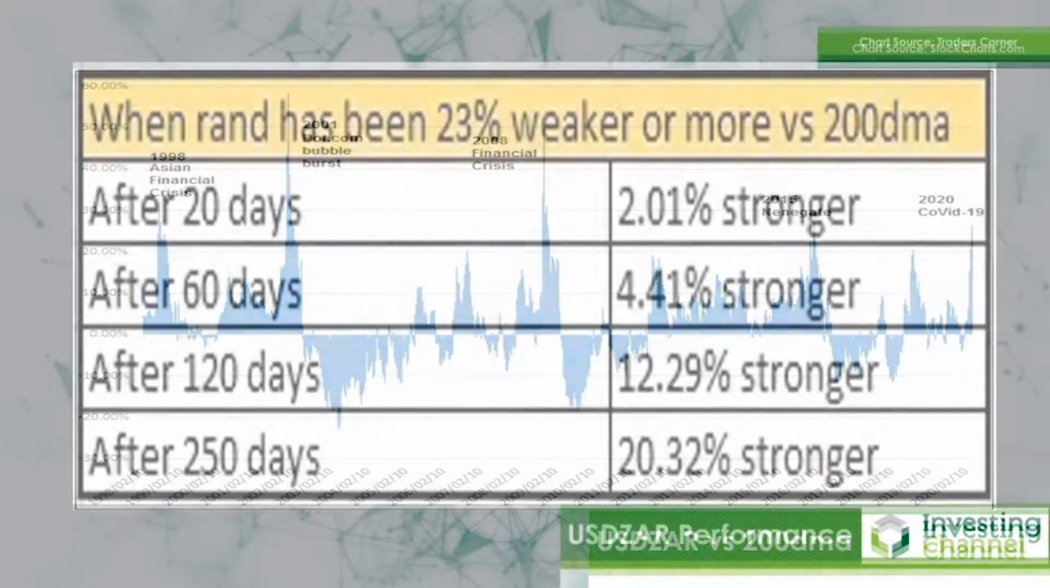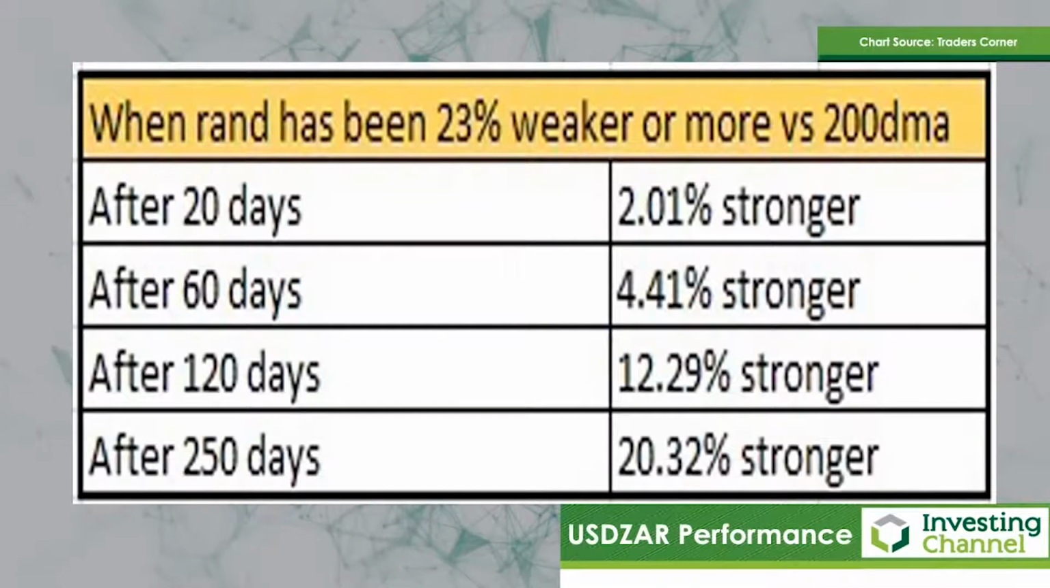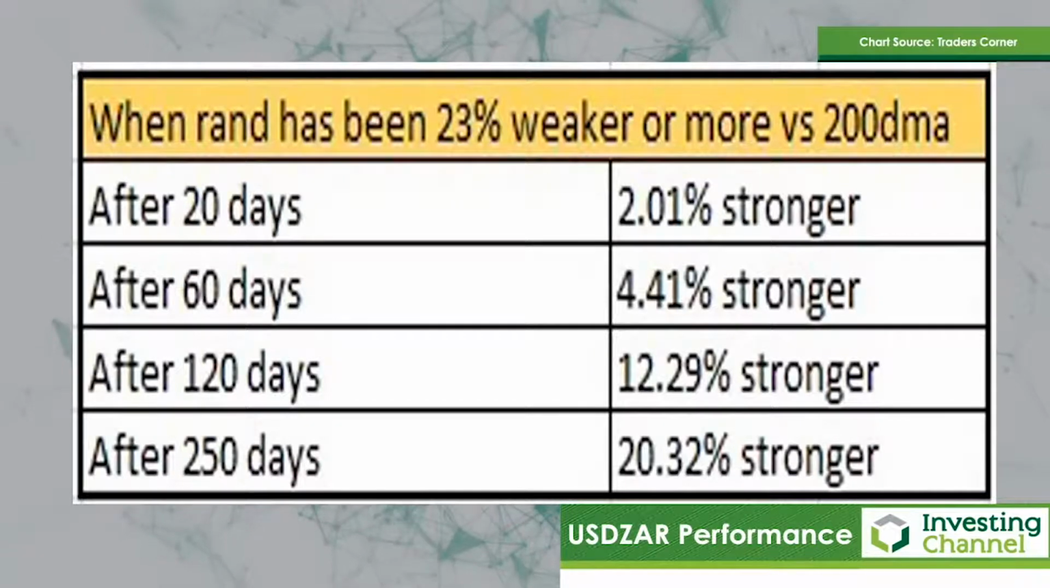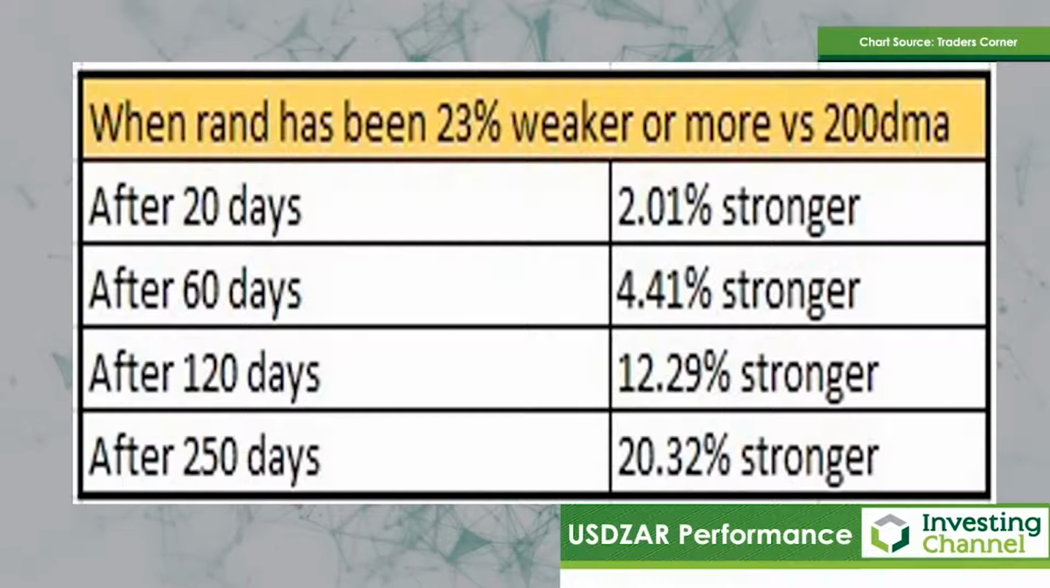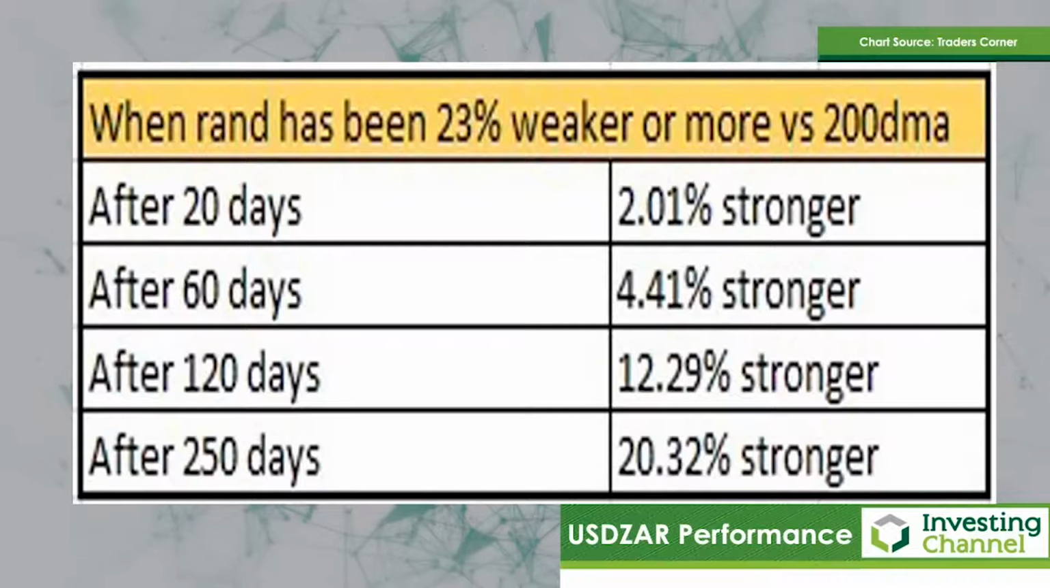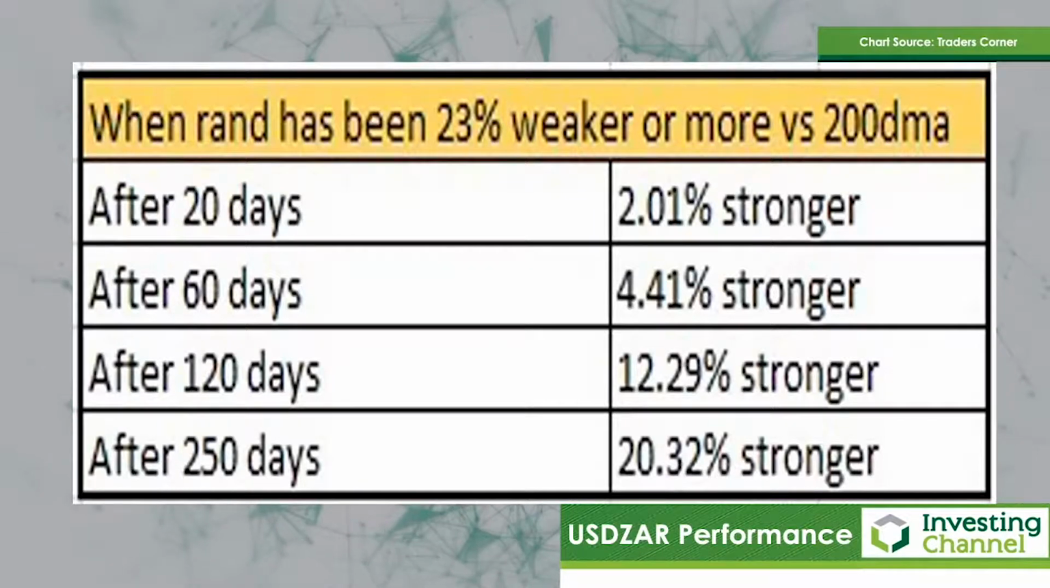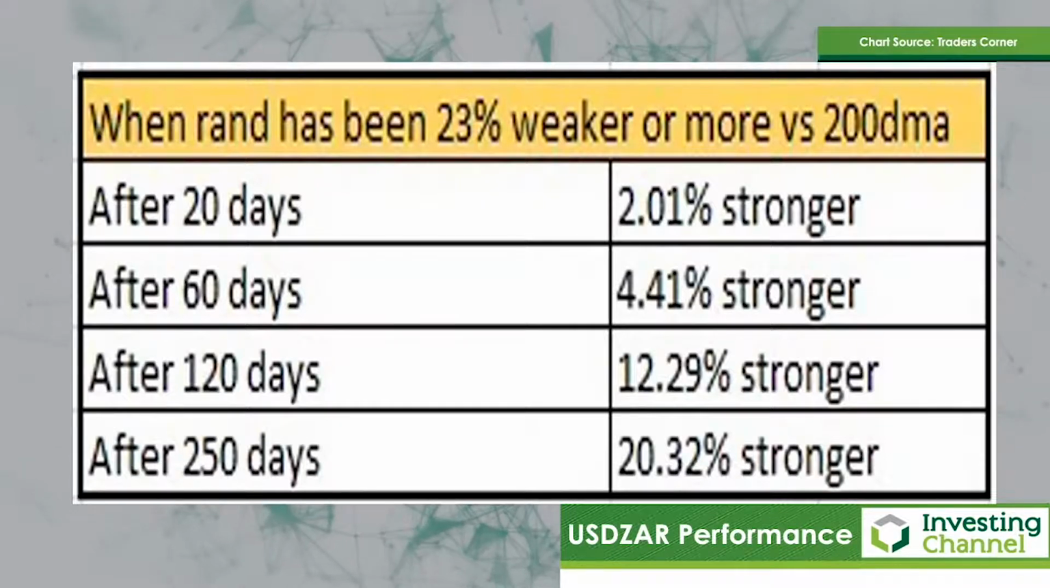The next table takes a look at some performance history, looking at the Rand when it's been more than 23% weaker than its 200-day moving average, which is what it is now. And it looks forward. What you can see there is that after 20 trading days, the currency is typically 2% stronger. After 60 days, it's about 4% stronger. But where it really gets interesting is on the longer term. After 120 days, 6 months, the Rand is typically 12% stronger against the dollar. And if you look further out, 1 year or 250 trading days, then you'll find that the Rand historically has strengthened by 20% from when it's at such oversold levels as it is right now.